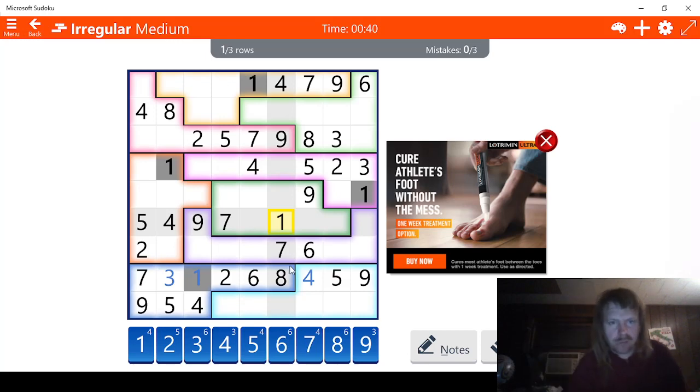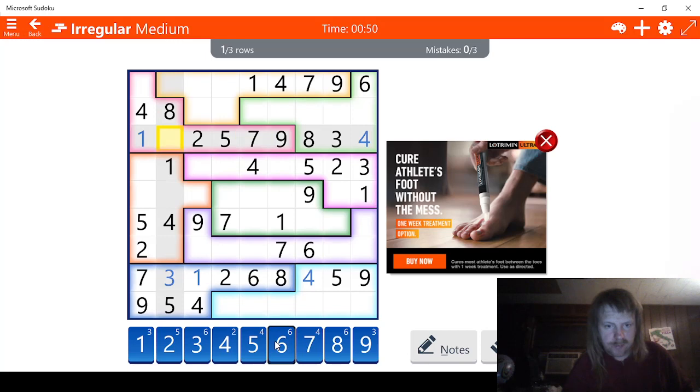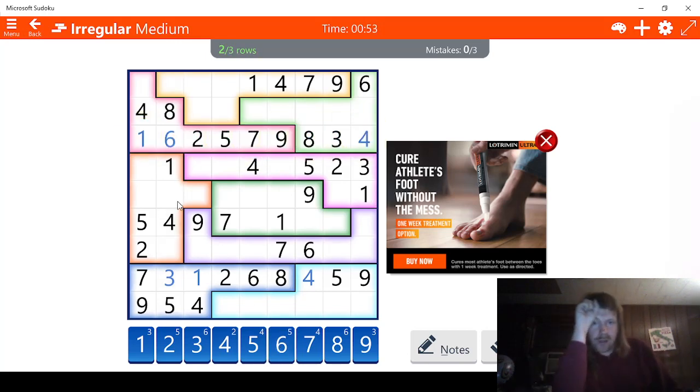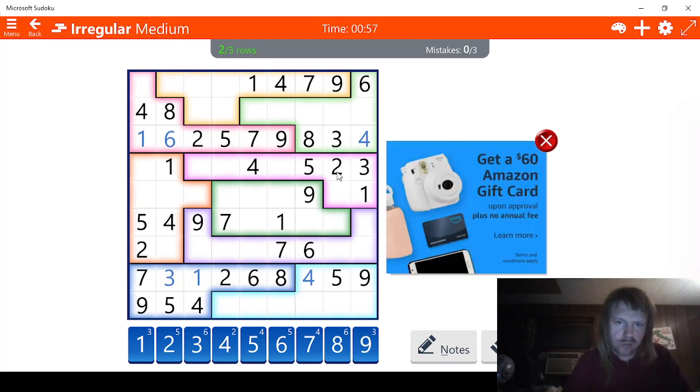Okay, there's only three missing here, one of which is a one. One has to be right here. We're missing a 4, that means this 4 has to be right here. 5, this has to be a 6. Good. Okay, we're missing a 6. 6 is not very helpful.